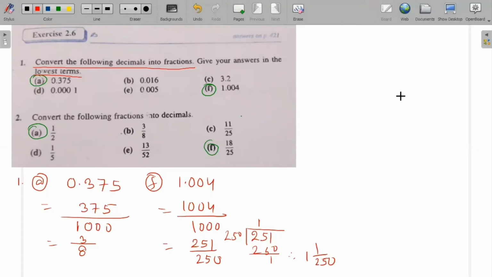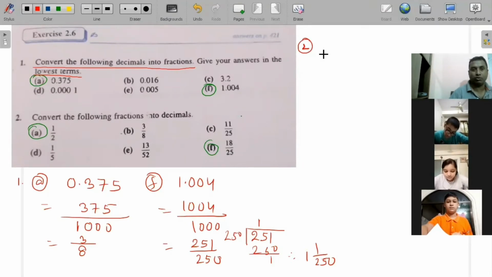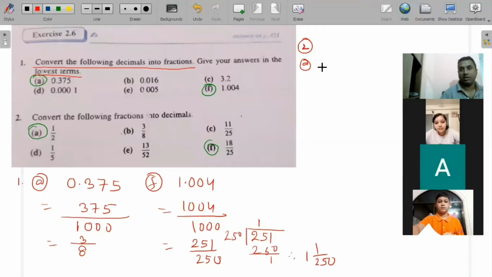Okay, any question? I think no. Okay, see question number 2. Convert the following fraction into decimal. You can solve this maths in 2 different methods. First method is division. Suppose this is half. You can do long division.